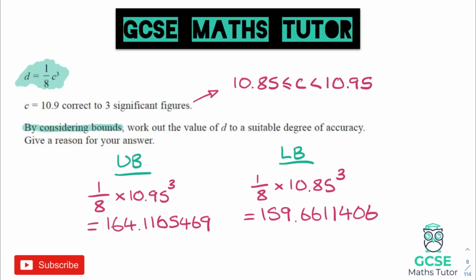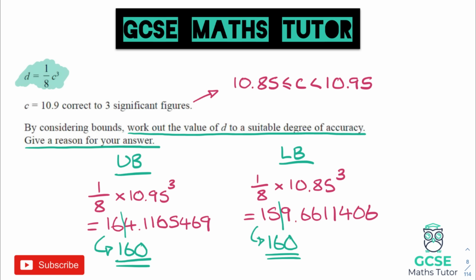Plug them both in, and if you're asked by considering bounds to work it out to a suitable degree, you want to see how they both round the same. So for this one, they don't round the same to 3 significant figures, but they do to 2 significant figures. So for this one, we would just write 2 significant figures, and that's how we go about our bounds questions.